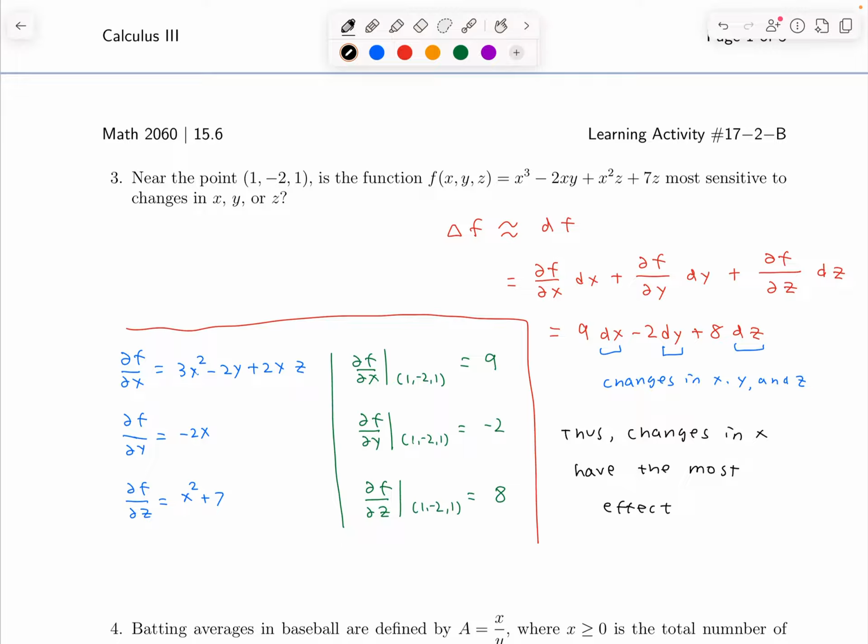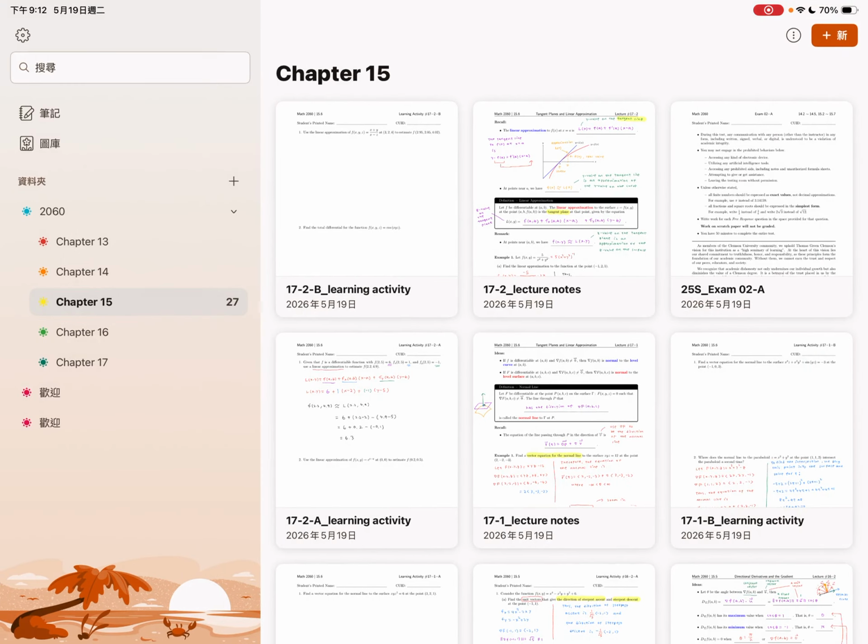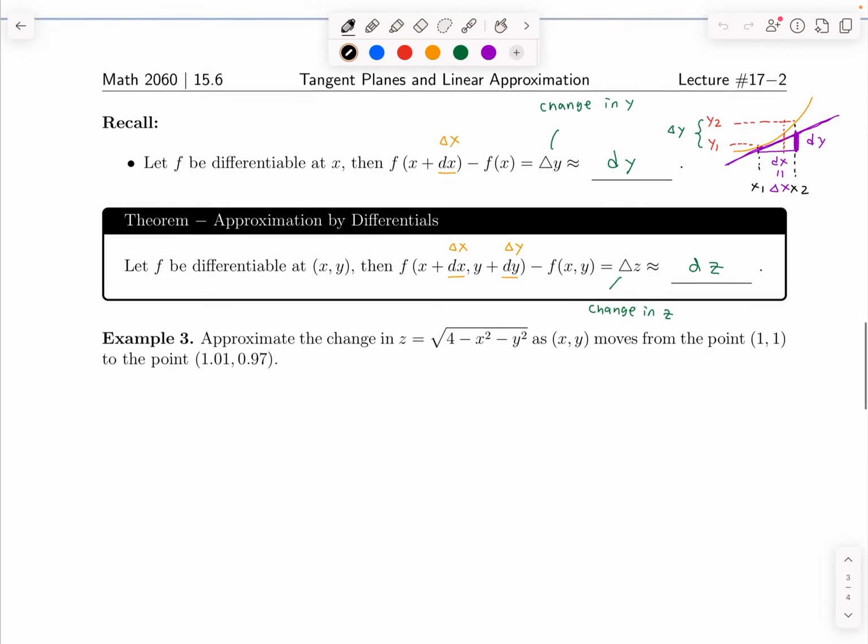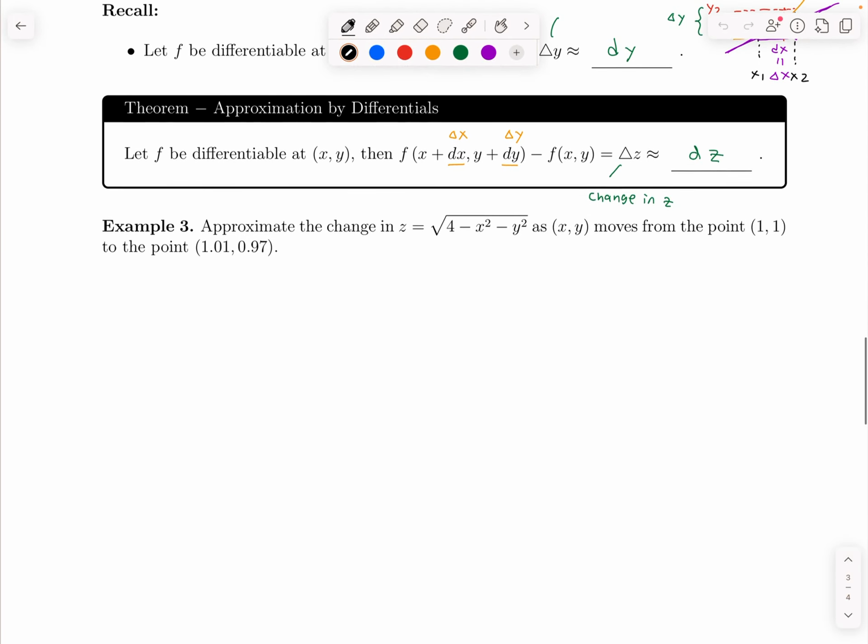Now, let's go back to our lecture note. And now let's take a look at example 3. We want to approximate the change in z as (x, y) moves from the point (1, 1) to the point (1.01, 0.97).